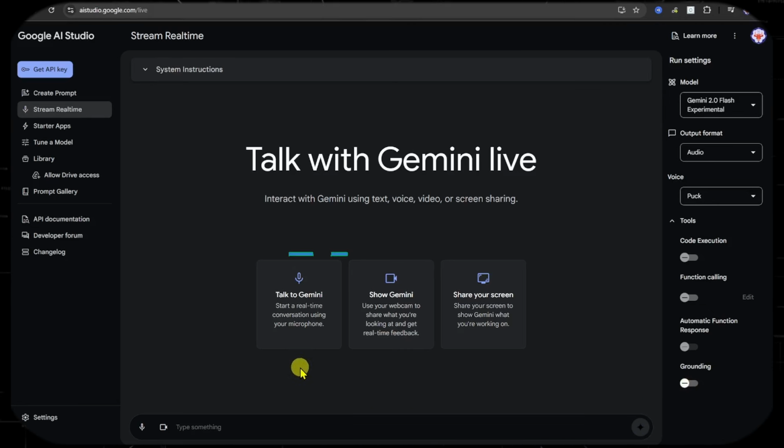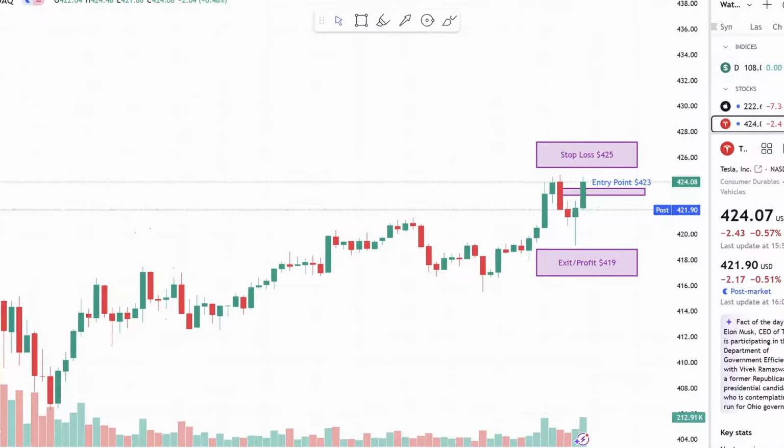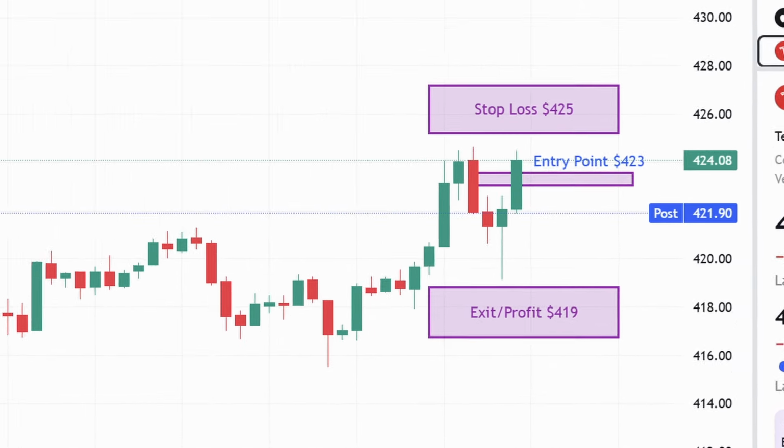Once you set up everything, you could just have voice conversation, or show your camera and have conversation, or share your screen and have conversation. Screen sharing is what we are going to be experimenting today. Let's dive in. Let's jump right into learning stock trading with Gemini 2.0.